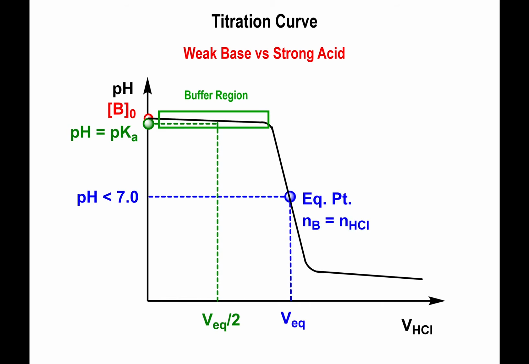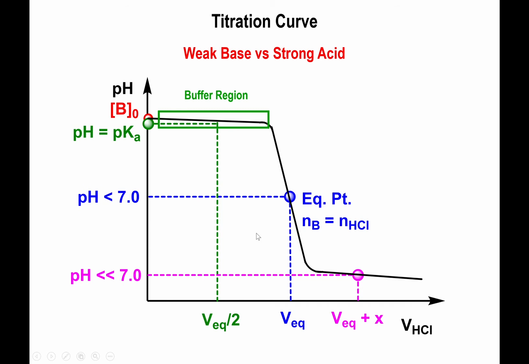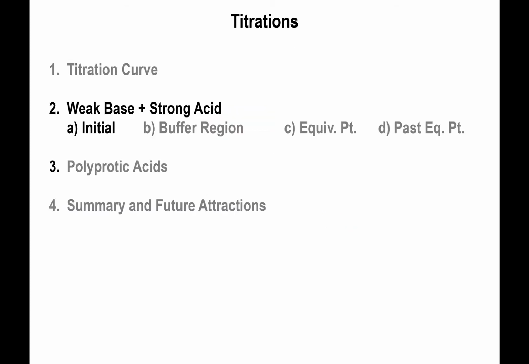We will also calculate the equivalence point pH, which for a weak base titrated by strong acid has to be less than 7. And then we will also look at a data point in the excess region where we have added more HCl than we needed to reach the equivalence point. So let's get the process started. Let's look at the initial point.